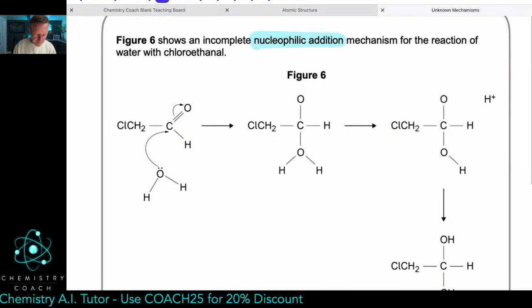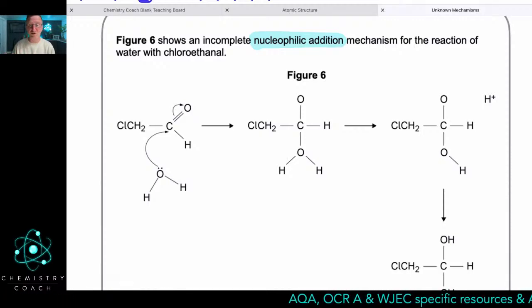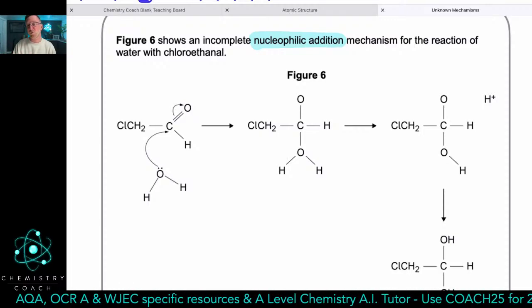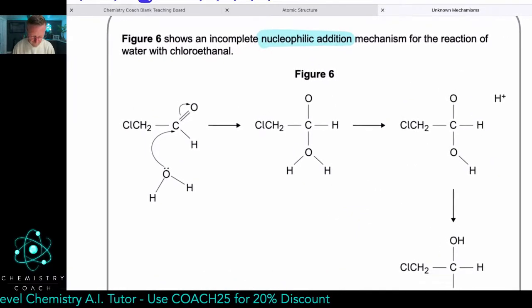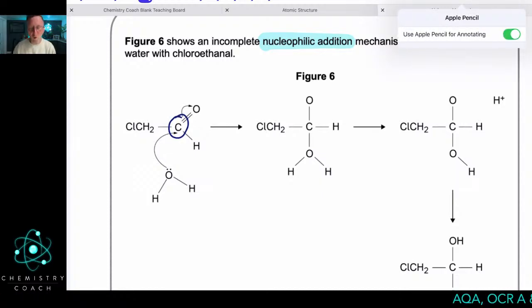Now, when you get something like this, these unknown mechanisms, you don't stand a chance if you've just parrot fashion learned the mechanism for nucleophilic addition, because it's not exactly the same. Understanding how the mechanisms work, that is what's going to get you these 3 marks, okay? So we can see here that this lone pair on the water is attracted to this carbon. Now, it's instructed us to put all relevant charges and dipoles and things, okay?